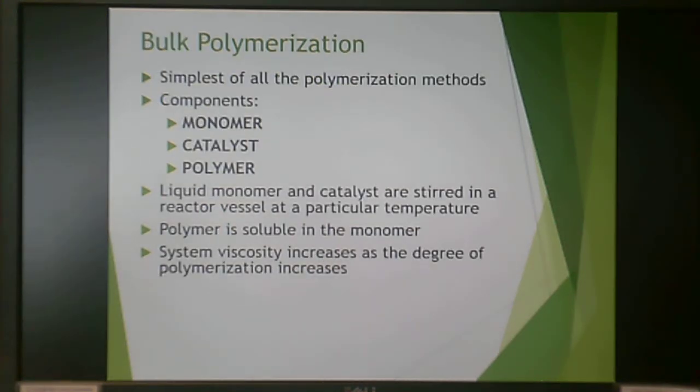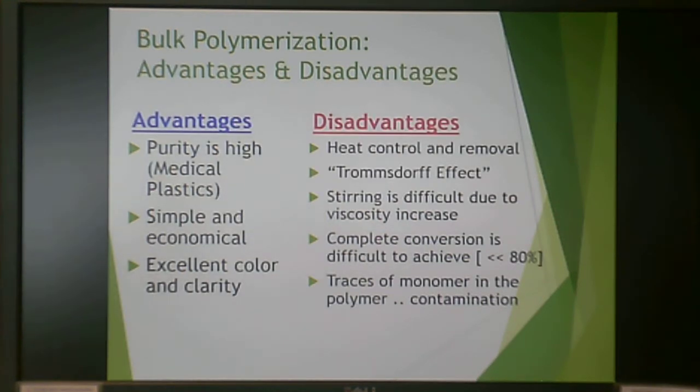Bulk polymerization, it's simple. You have monomer, catalyst, polymer. At the start of the reaction, you have monomer and catalyst. Those two things together in a reaction vessel, and you stir them at a particular temperature. For bulk polymerization to work, the polymer has to be soluble in the monomer. As you continue to polymerize, the system viscosity will increase with the degree of polymerization. So the larger the polymer gets, the more viscous or thick the solution gets. There are advantages and disadvantages to each of these, and I'll talk about those.